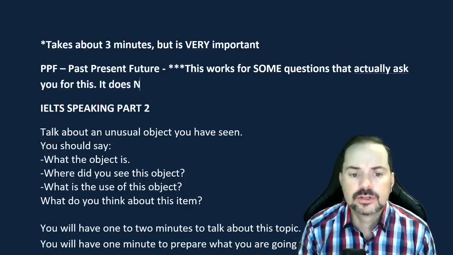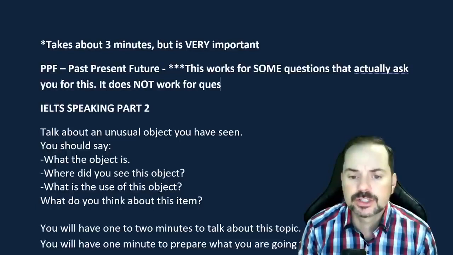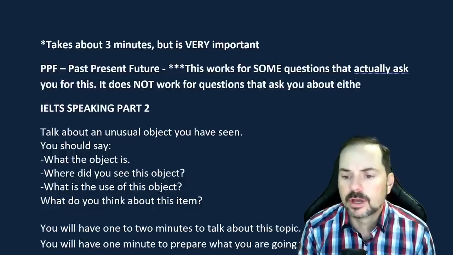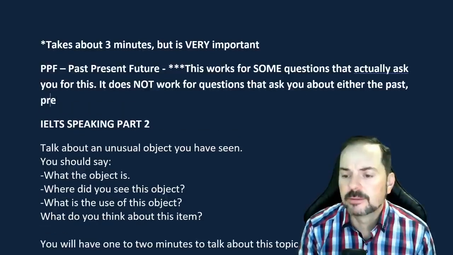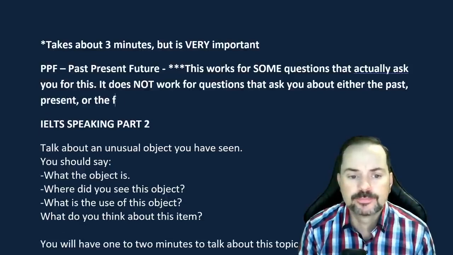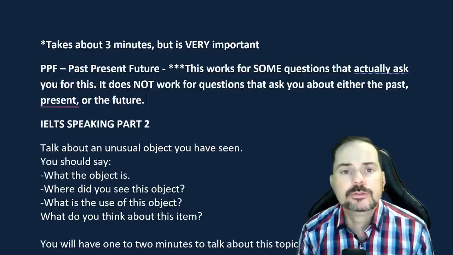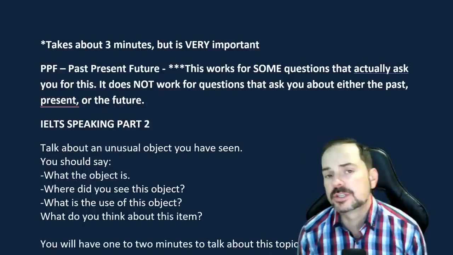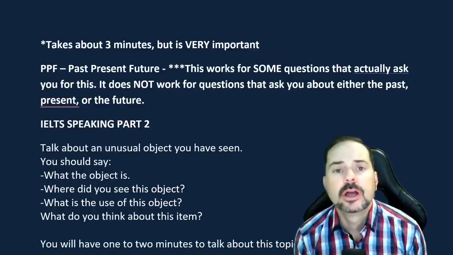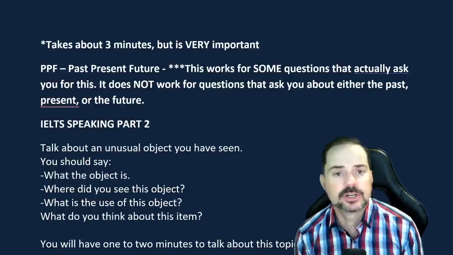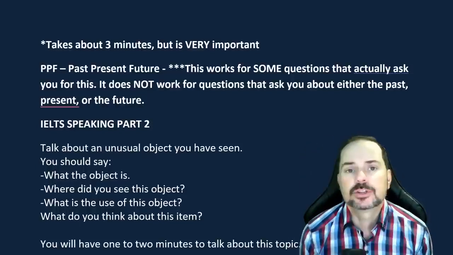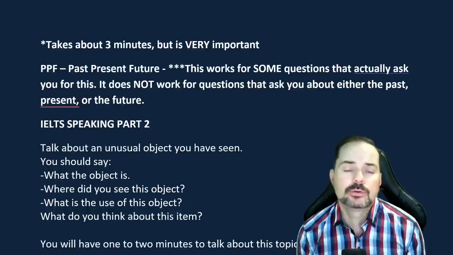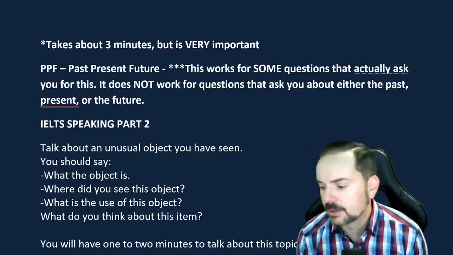It does not work for questions that ask you about only the past, the present, or the future. If you talk about all 3, the past, the present, and the future, and the question is only focusing on the past, like talk about an enjoyable birthday celebration that you went to, and you start talking about future birthdays, your mark will go down because the question is not asking you about that.